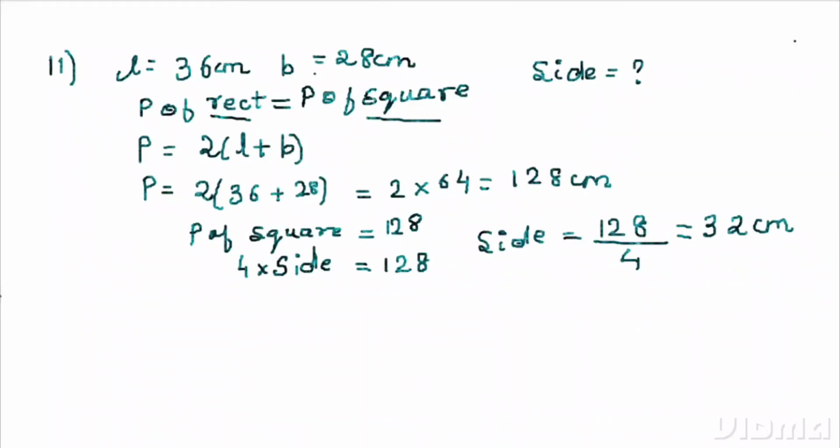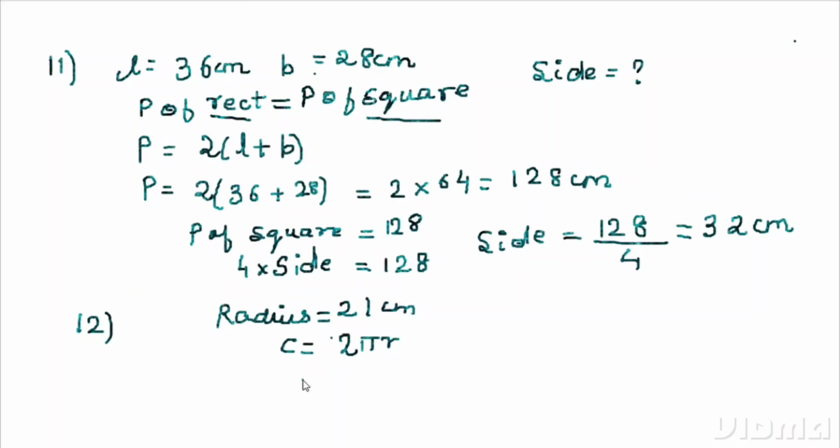So now let's move on to the next question. The 12th question says that the radius of a circle is 21 centimeter. So they have given you the radius, 21 centimeter. You have to find the circumference. Do you know what the circumference is? Yes, circumference of a circle is 2 pi r, where we take pi as 22 by 7.